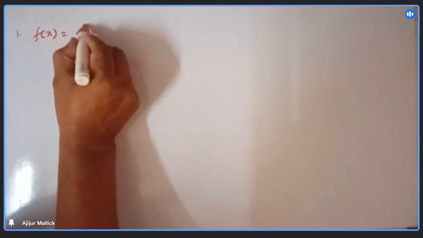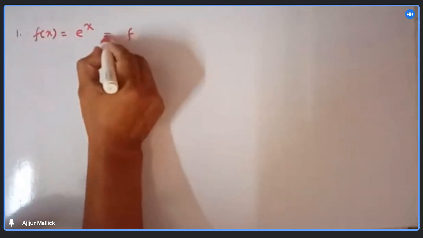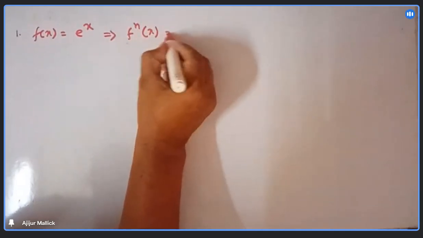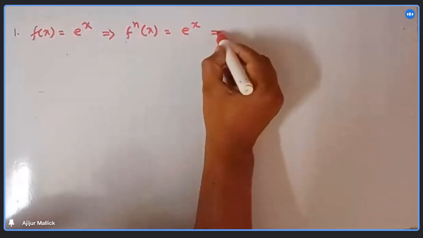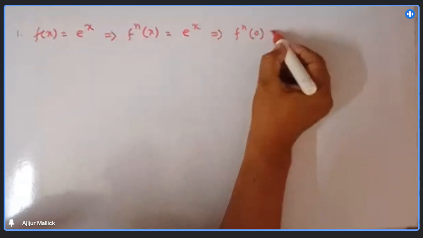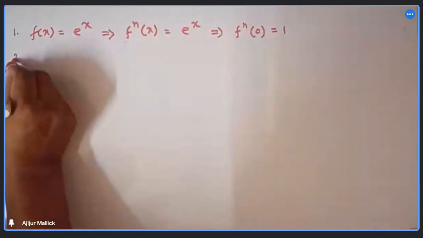Number one, first is this. If f(x) is equal to e to the power x, then its n-th derivative will be equal to e to the power x. And then the value of the derivative at x equal to 0 will be 1 for any value of n.